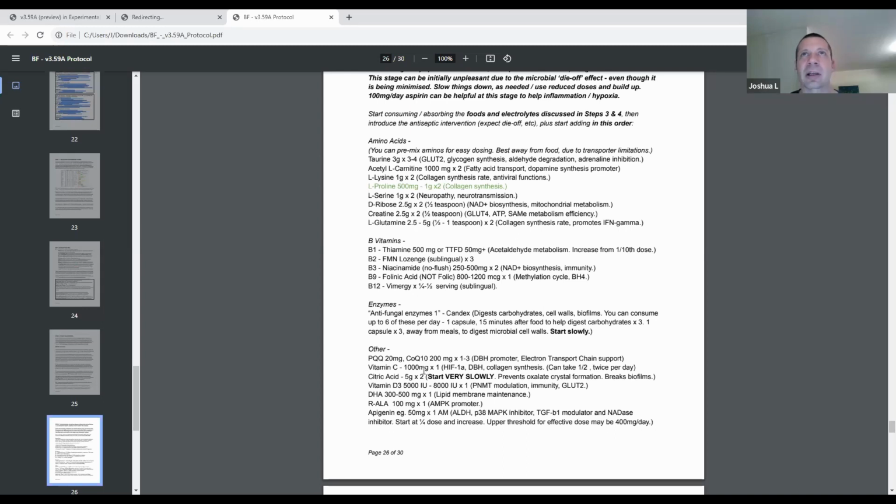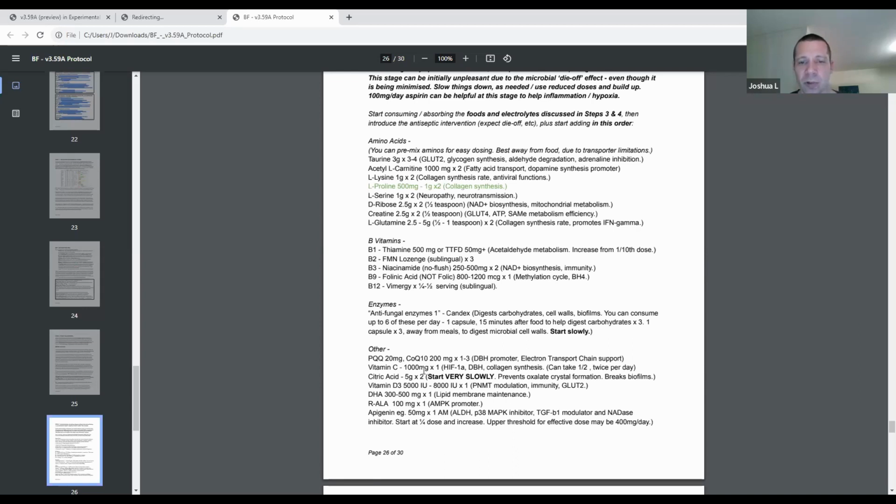Citric acid can be extremely useful, but it also can provoke a very strong histamine release if you have a lot of it. You need to get some of that metabolism sorted out first, so you start on that very gently. It's also good for breaking down biofilms and for preventing the oxalate crystals from forming, or dissolving them.